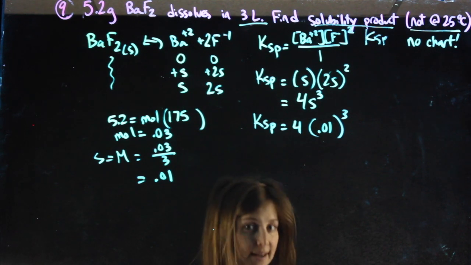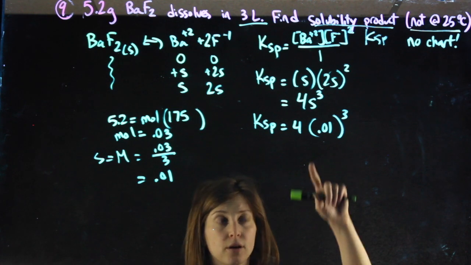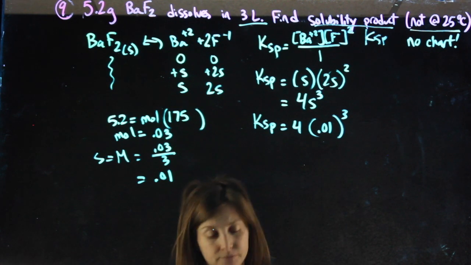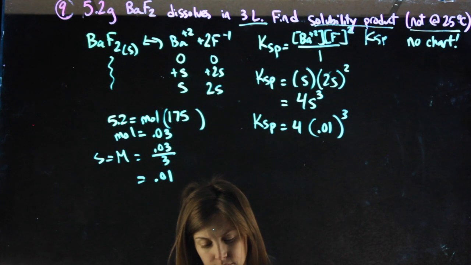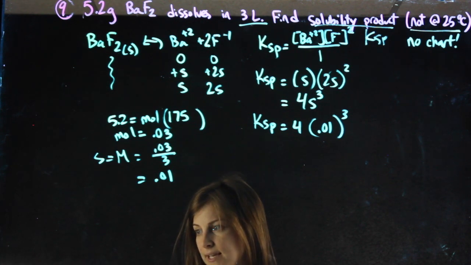It is not my KSP value. That wouldn't have units, so not even units of molarity. 0.01 cubed times 4, I get 3.89 times 10 to the negative 6th.